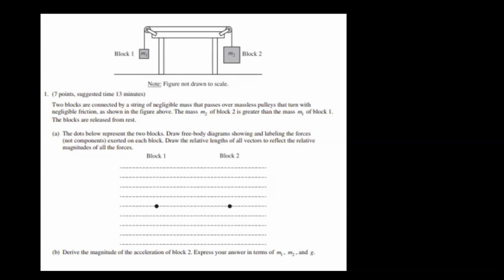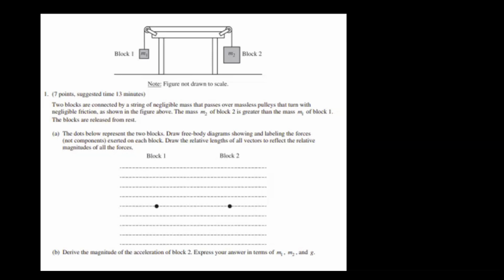Okay, so first thing that we need to know is that this mass right here is greater than the mass of block 1. So it wants us to draw the free body diagrams now, labeling the forces, not the components, and we want to draw the relative lengths as well to reflect the magnitudes. So let's just start with both block 1 and block 2. Something that's always going to be exerted on them is the force of gravity. And it also looks like there's nothing acting in the x direction here, at least individually on the blocks. So it's only going to be in the y direction.